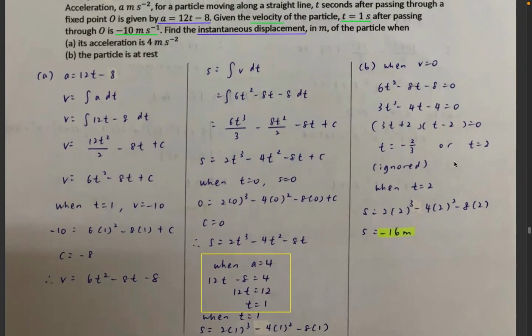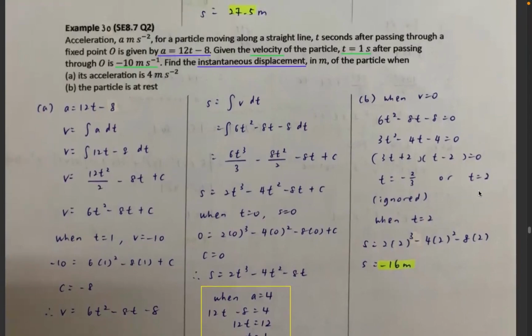So we have two answers for t. T equals negative 2 over 3 or t equals 2. And because t cannot be negative, we ignore this answer. So the answer for t is only 2. But the question is not asking about time. It's asking about instantaneous displacement. So we have to substitute t equals 2 into the displacement function.